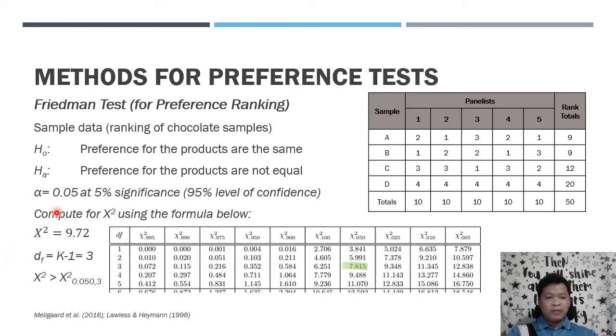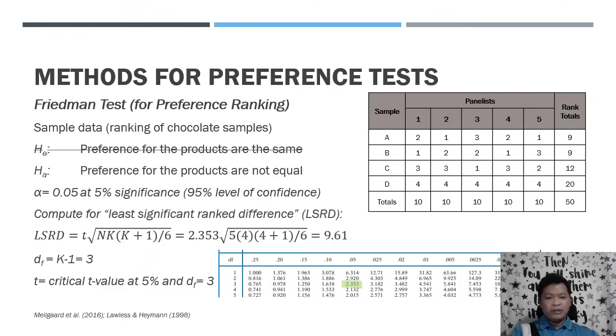So we now compare our computed value to the tabular value under 3 degrees of freedom and our alpha of 0.05, and the value we would compare it to is highlighted here. And since our test statistic value is higher than the tabular value, then we would accept the alternative hypothesis.